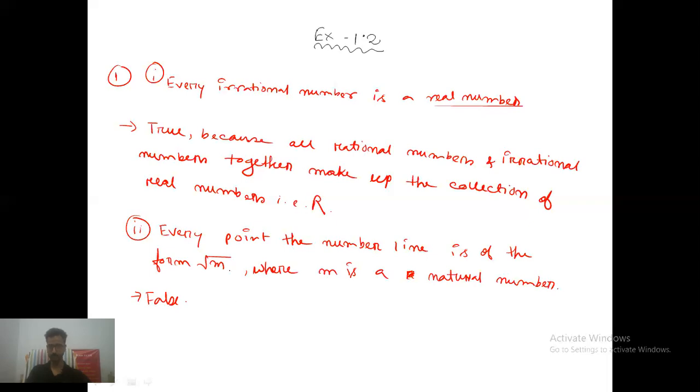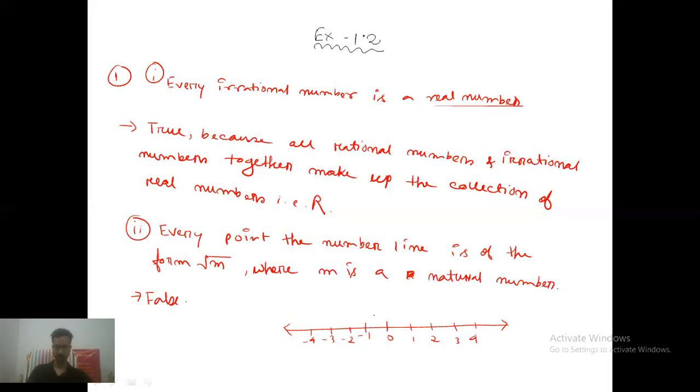Now see, it says every point on the number line is of the form root m. Suppose this is 0, this is your 1, this is your 2, this is your 3. No need to draw this one, okay? This is for understanding. Root 4, then root of minus 1, root of minus 2, root of minus 3, root of minus 4. No. Every point on the number line is of the form root m, where m is a natural number. Yes or no?